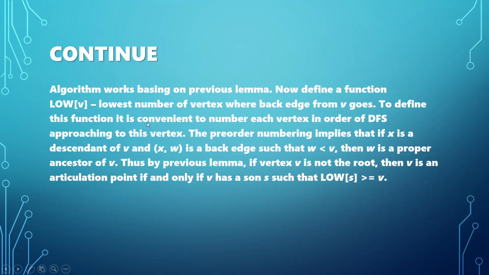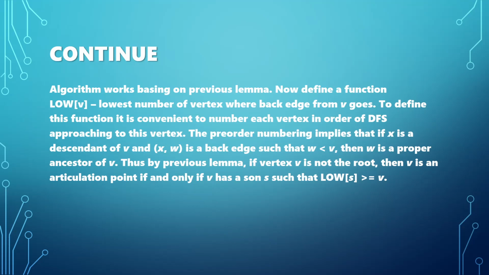This algorithm works based on the previous lemma. Now let me define a function low of V. It's the lowest number of a vertex where a back edge from V goes. To define this function, it's convenient to number each vertex in order of DFS approaching this vertex. The pre-order numbering implies that if X is a descendant of V and XW is a back edge such that W is less than V, then W is a proper ancestor of V.